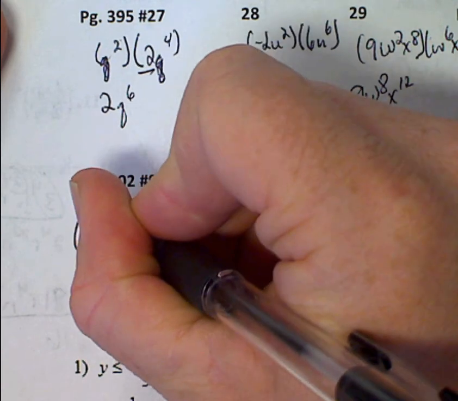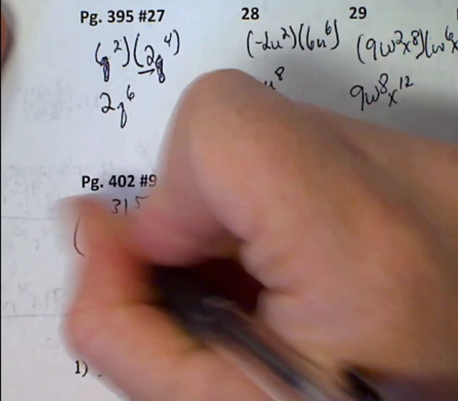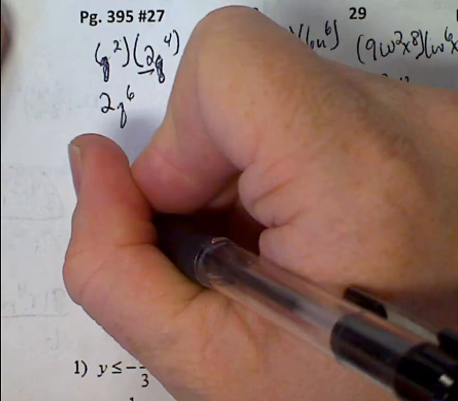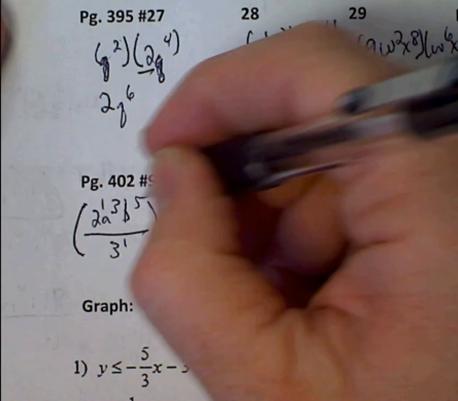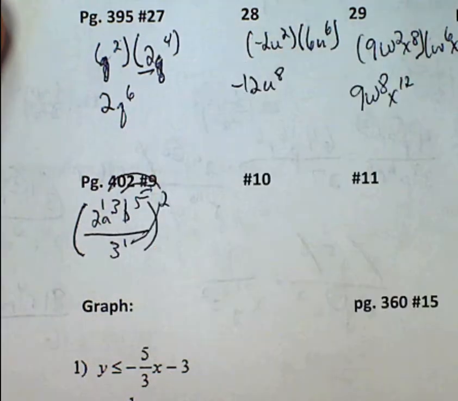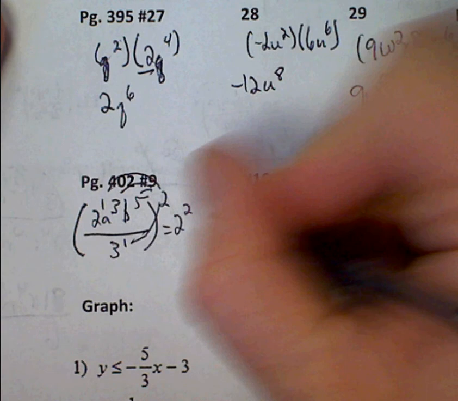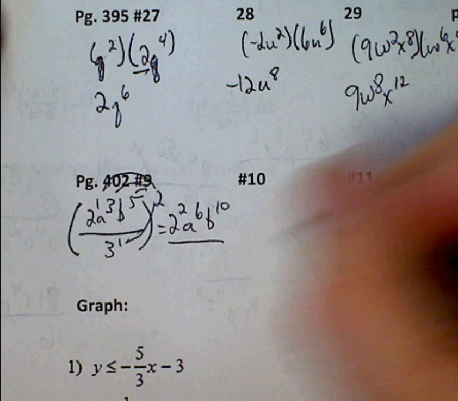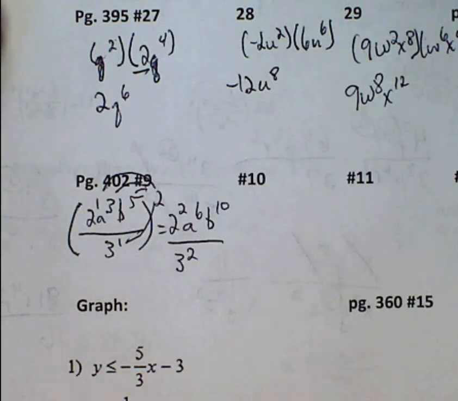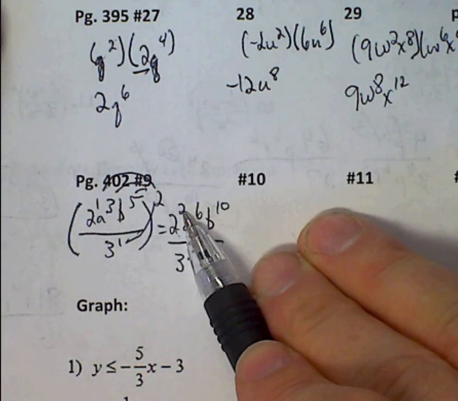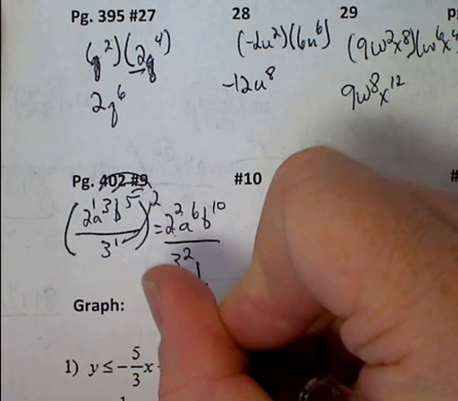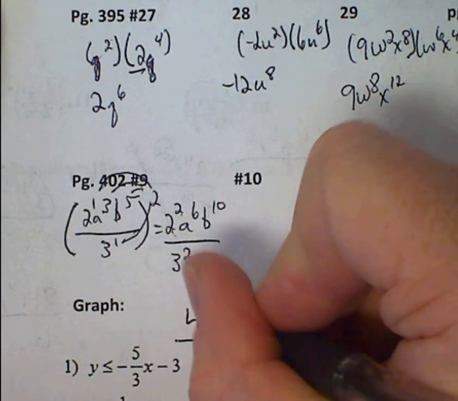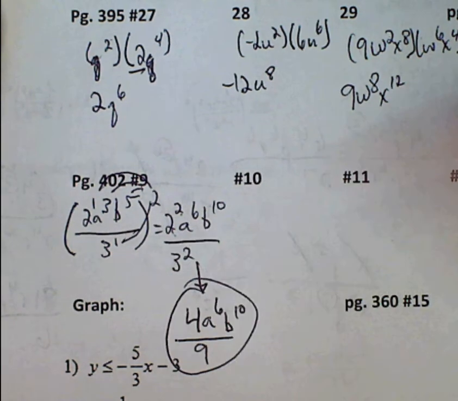Page 402, number 9. 2a to the 3rd, b to the 5, over 3, squared. So that's a 1, that's a 1. I'm going to distribute the 2 to all. So this becomes 2 squared, a to the 6, b to the 10, over 3 squared. 2 squared becomes 4. 3 squared becomes 9. So a to the 6, b to the 10.